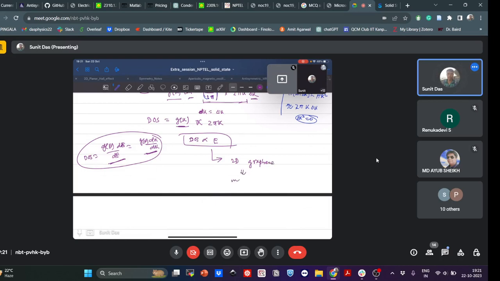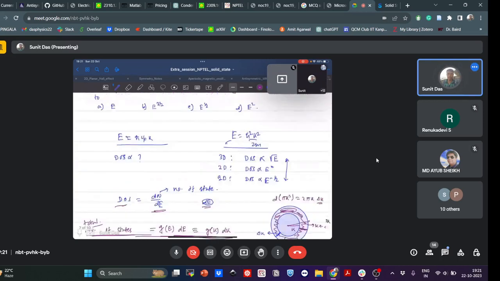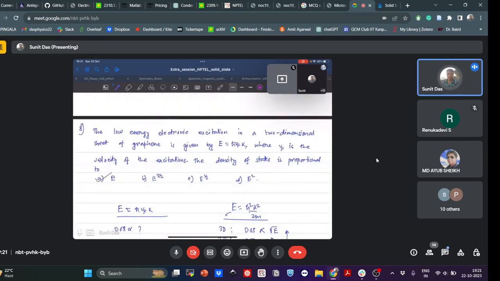So for the massless Dirac system, or 2D graphene which has been considered here, DOS is actually proportional to E, not E cube or E square that you are saying. Okay, so option A is correct.